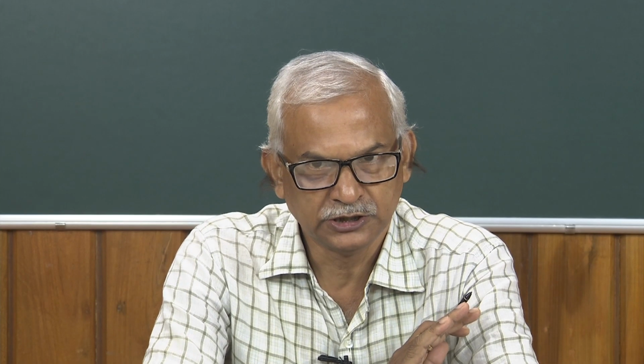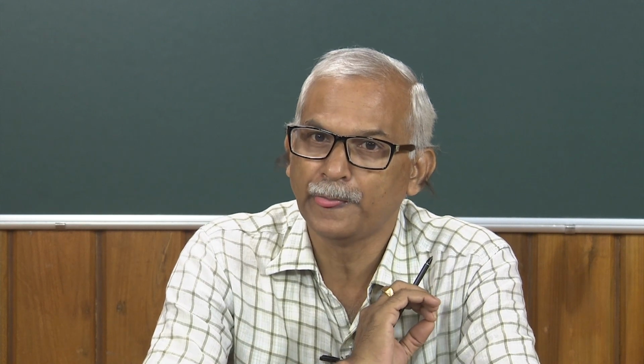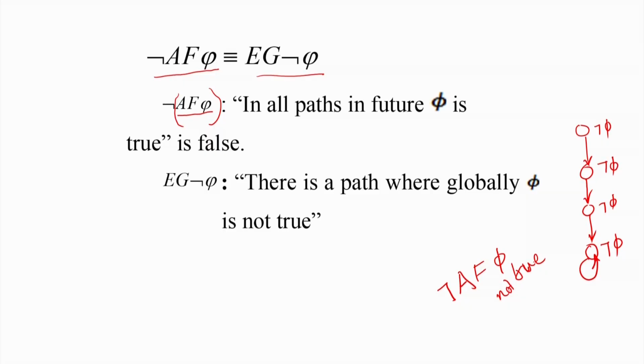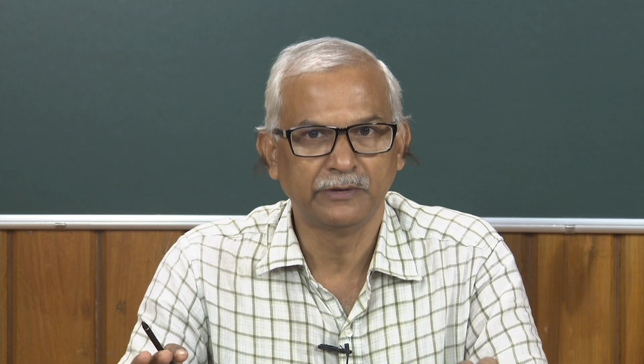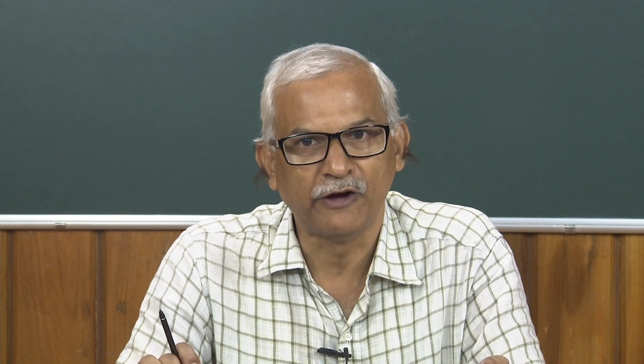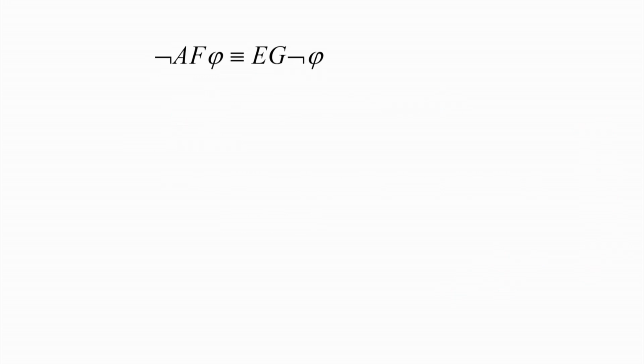Similarly, if the truth value of not of A F phi is false, then the truth value of E G not of phi is also false in that particular state. So, if you consider any model and you look at any particular state, you will find that the truth values of both the formulas will be the same, either both are true or both are false. That is why we say that these two CTL formulas are equivalent. This is the first equivalent formula that we have observed: not of A F phi is equivalent to E G not of phi.